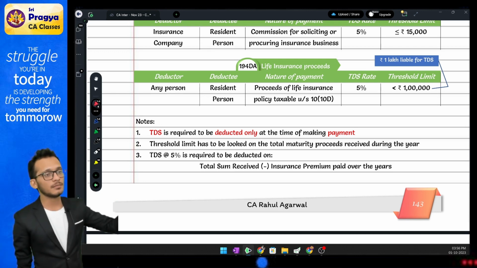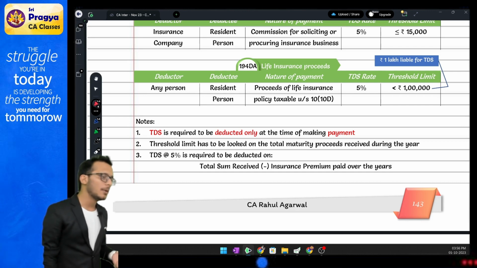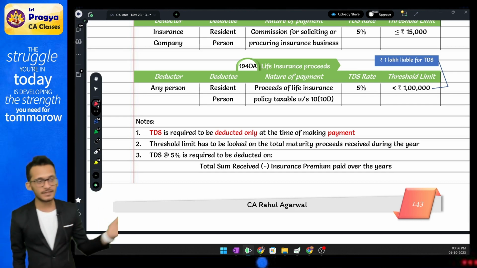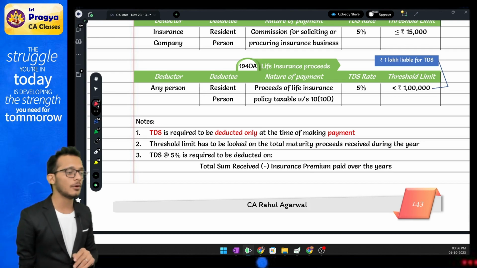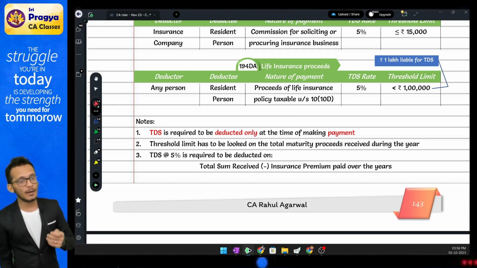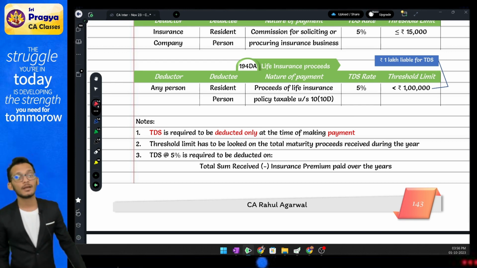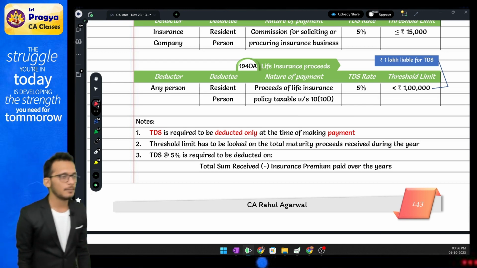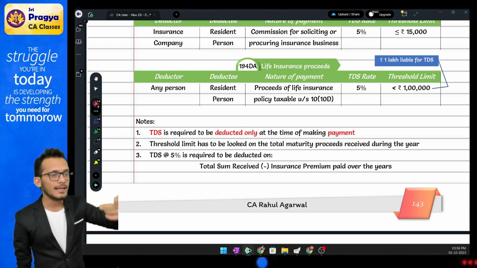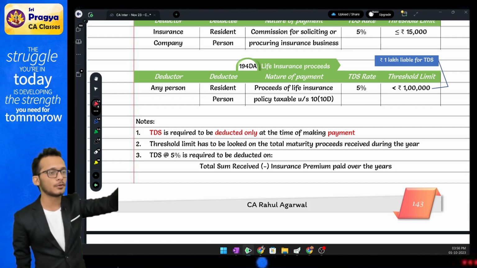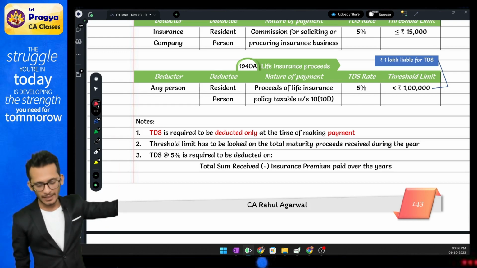If it is taxable, tell me what amount you received. If the amount which you received is 1 lakh or more, TDS will apply. Rahul, in this case, TDS will apply on what? TDS will only apply on the income part. Please understand, 1 lakh is the amount received, but TDS is only on the income. So you will have to take the total proceeds received minus the premium paid. That will become your income. On that, TDS is 5%.